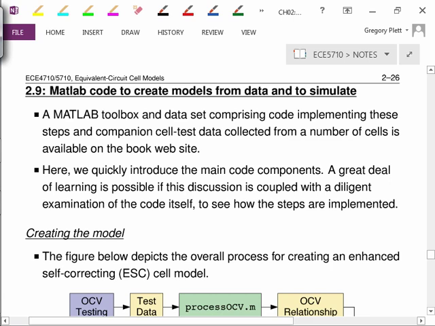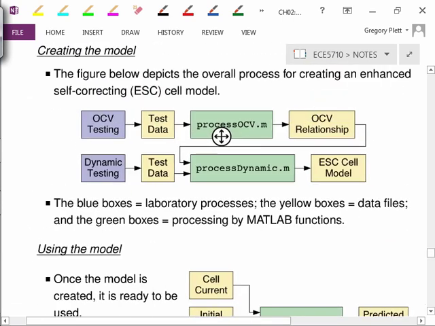We have functions in this toolbox, functions that are used to create the model from data, and then another function that's used in order to use this model to simulate what would happen in some other usage scenario. And we've already talked about the open circuit voltage testing that must be done and the dynamic testing that must be done, and both of these result in test data. So the blue boxes represent a lab test, and the yellow boxes represent some kind of data, and the green boxes represent a MATLAB procedure or function that is doing something.